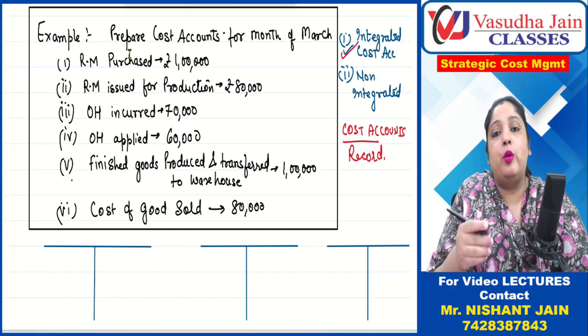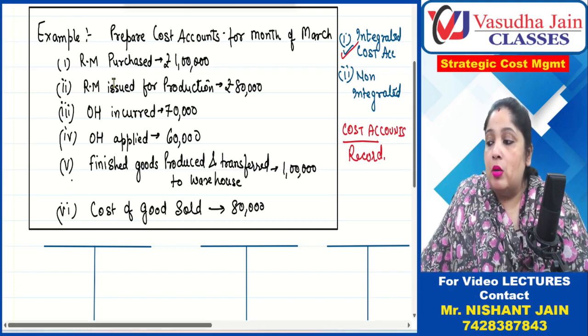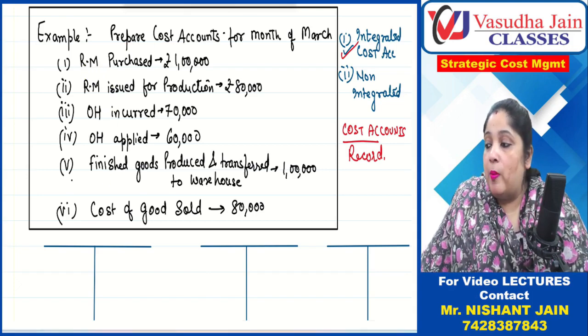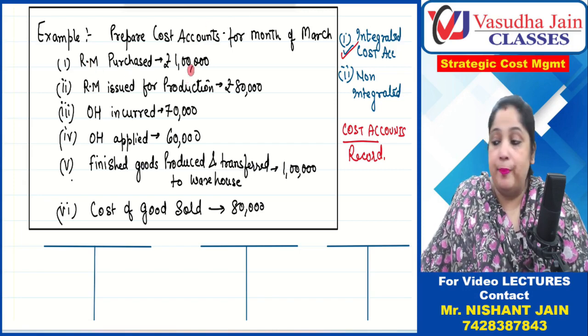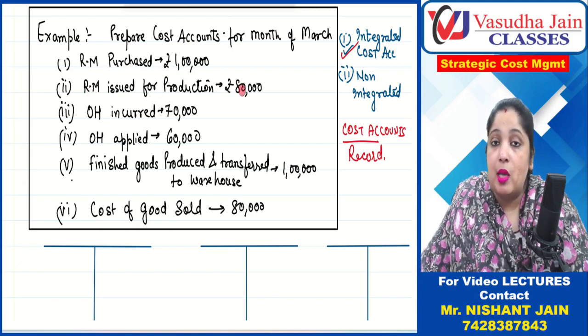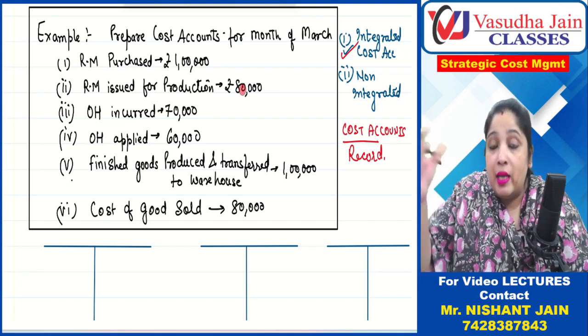Other than that, I'm also going to prepare cash, debtors, creditors, whatever will be required. Now they are telling us to observe the transactions. You have purchased raw material stock worth 1 lakh, right? And out of 1 lakh, you have issued for production only 80,000. That means 80,000 worth of raw material is now being used and it is in work in progress.